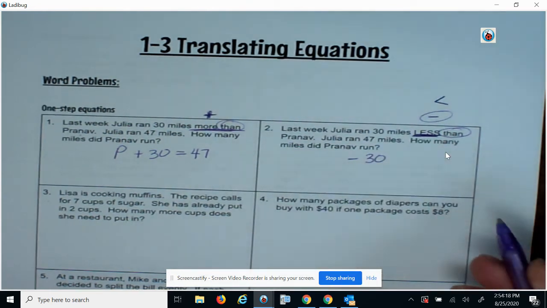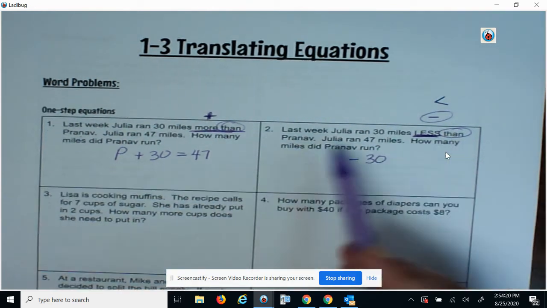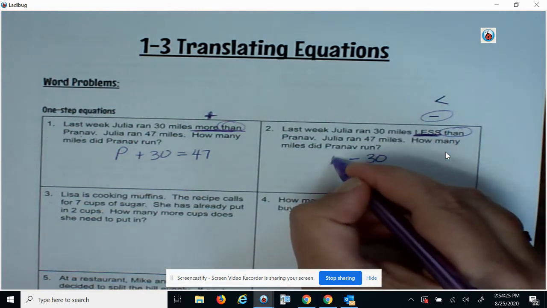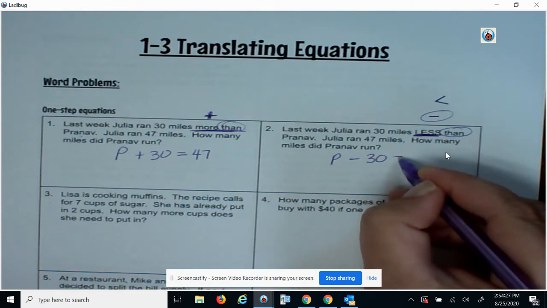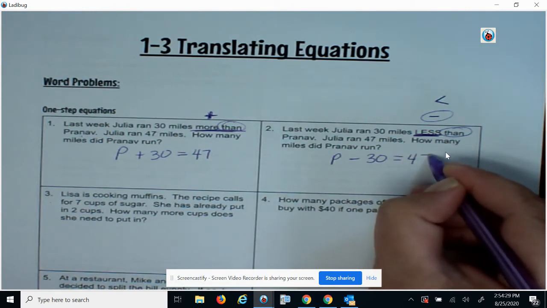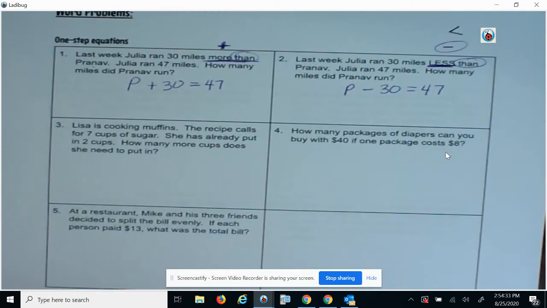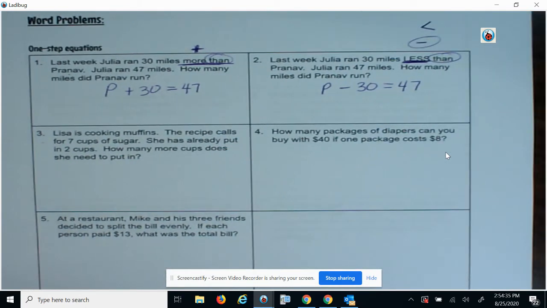What minus 30? Well, Branov minus 30. We don't know what he ran, so we're going to write that P. And the total that Julia ran was 47, so we're going to write that after equals. So one little word is going to make a big difference in your solution, and I want you to make sure you see how big of a difference that one word can make.